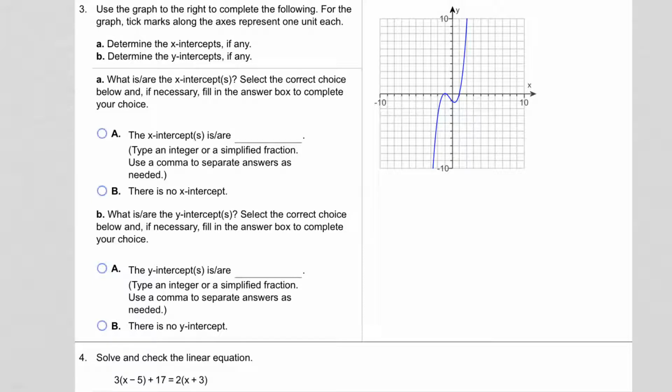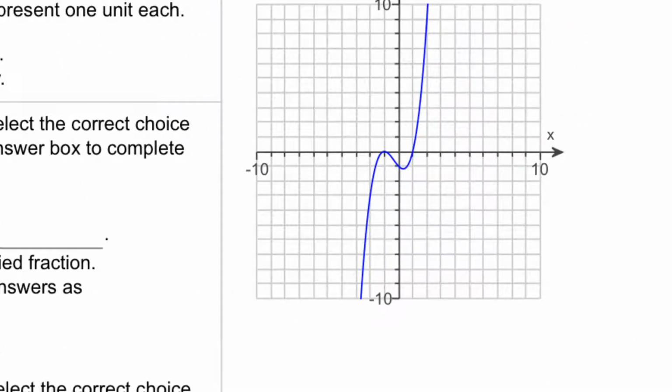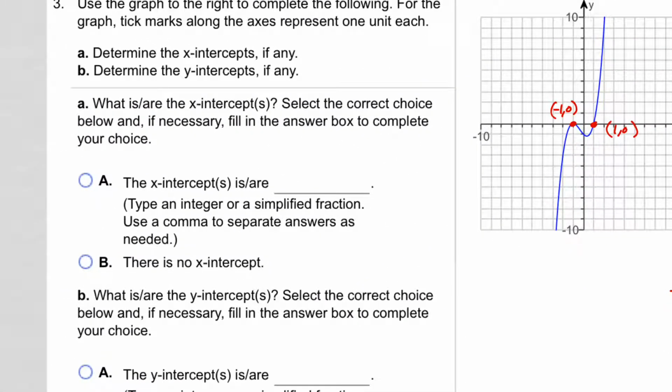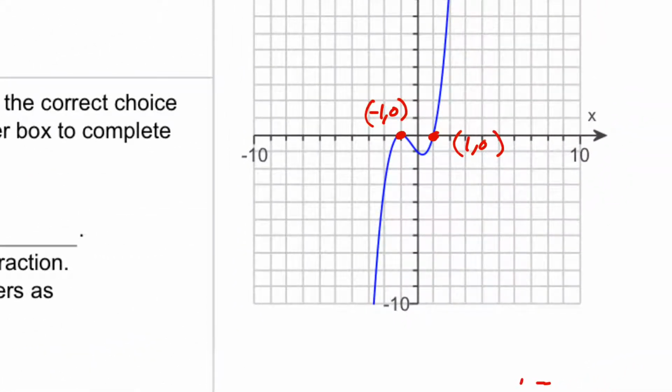Okay, so it says determine the x-intercepts and the y-intercepts. We can just take a look at this. x-intercepts will be here. So for your answers, basically you would just do -1, comma 1, okay? And then the y-intercept is right there, and that is 0, -1. So for the y-intercept, you just do one of those, okay?